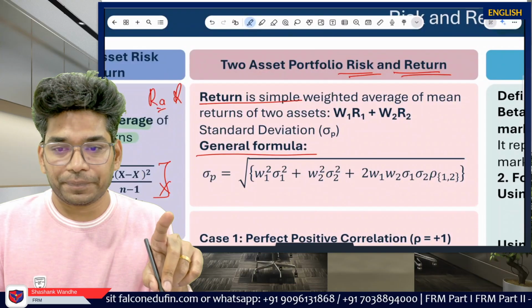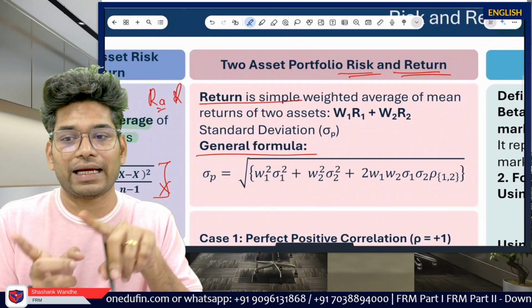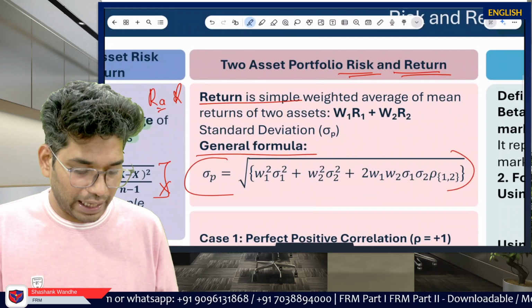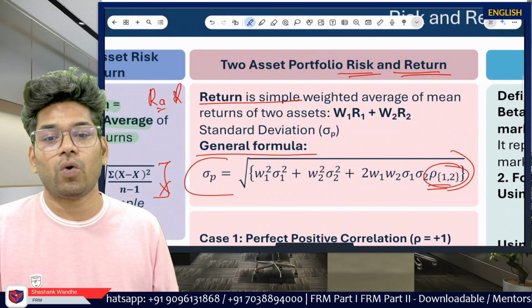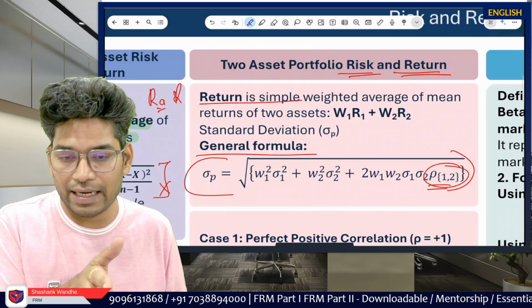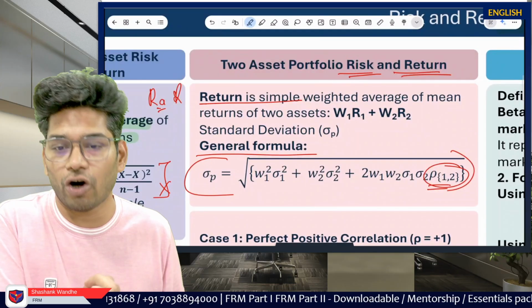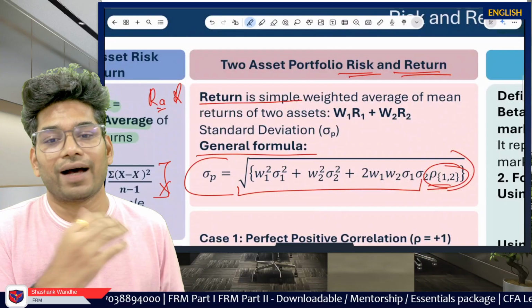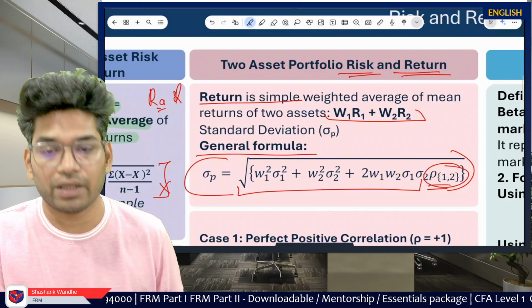the same formula, but this same formula then gets developed into this particular formula. And here the logic is the correlation of 1 and 2. The correlation of asset A and asset B should be incorporated into this particular formula. And that's why we have this formula. Otherwise, we would have gone with this same situation.